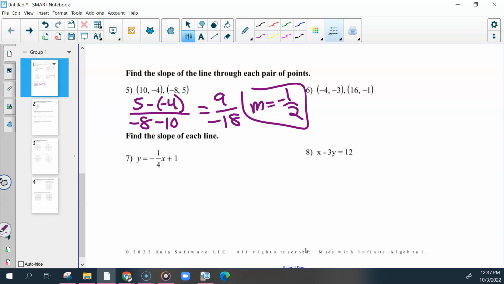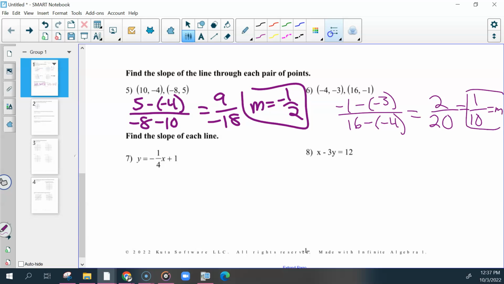Similar for 6. So if you did this math across, this should have given you a +2 over a +20, which would have simplified to be 1/10. Some of you simplified this one, but not this one. Simplify them all. So those were both worth 2 points, doing the slope work and then getting the correct slope.